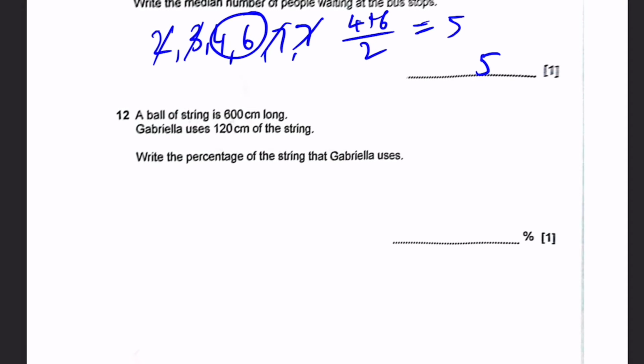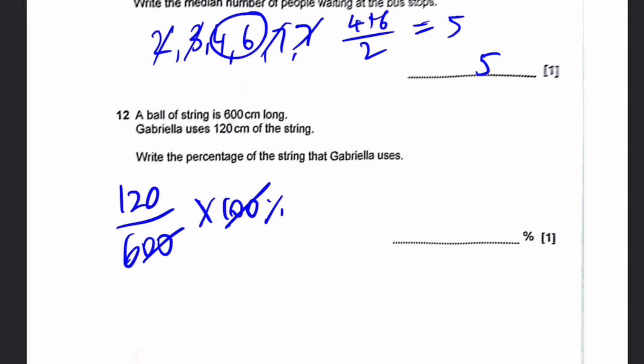A ball of string is 600 centimeters long. Gabriela uses 120 centimeters of it. Write the percentage that Gabriela uses. That'll be 120 by 600 times 100% to get percentage. We can cancel this out. 120 by 6, which is 20%. That's the answer. Question 13.